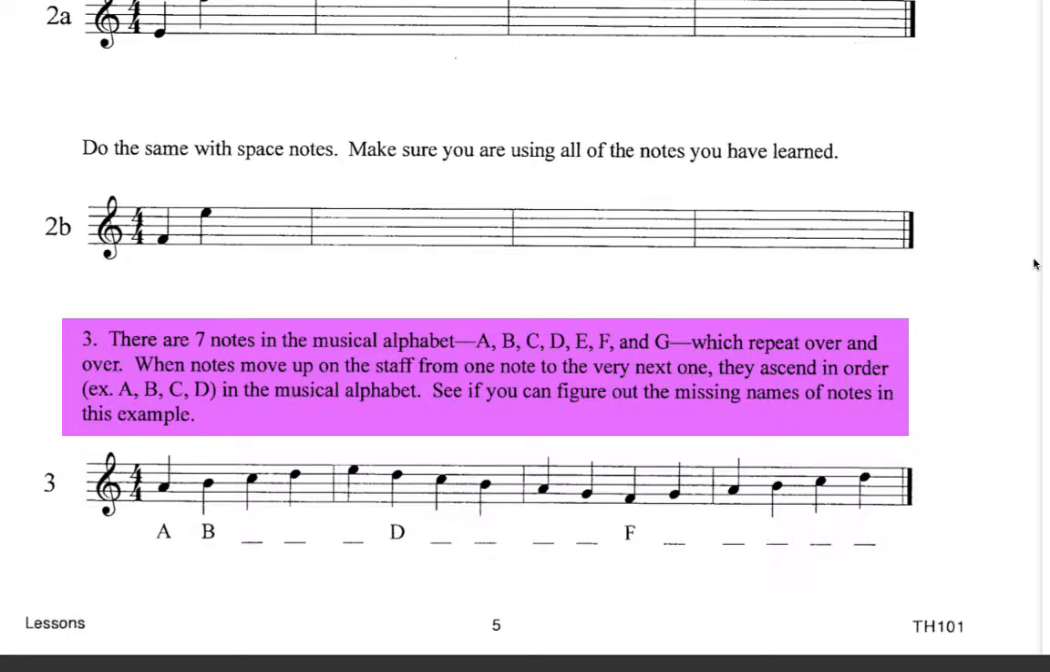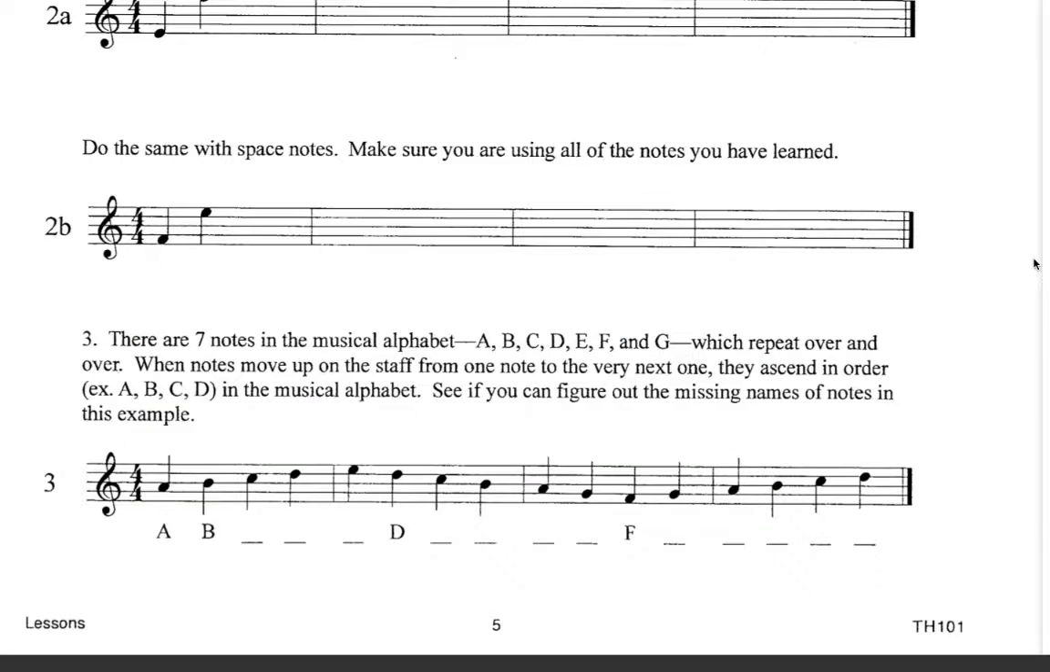There are 7 notes in the musical alphabet: A, B, C, D, E, F, and G, which repeat over and over. When notes move up on the staff from one note to the very next one, they ascend in order, for example A, B, C, D, in the musical alphabet.